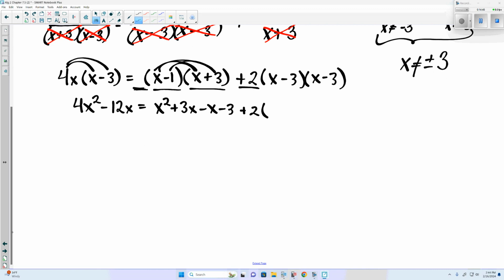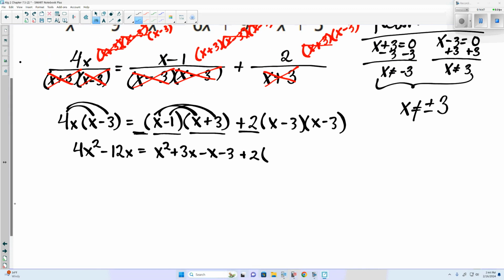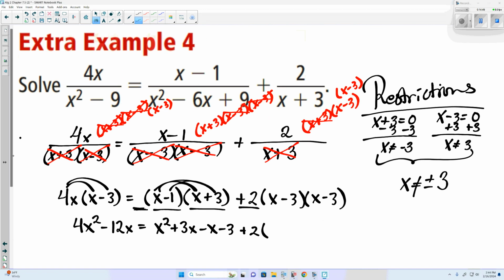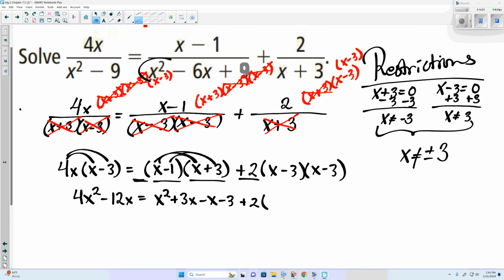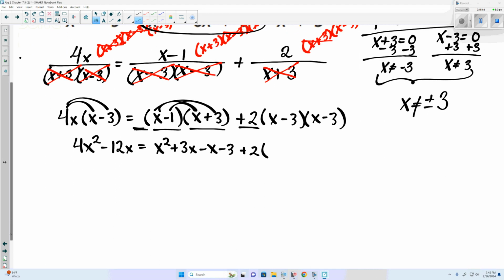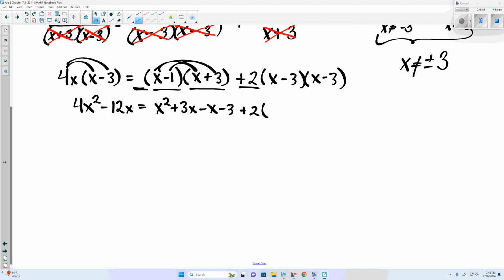I feel like we had x minus 3 and x minus 3 come from somewhere, didn't we? It came from what, R? Because x plus 3 times x minus 3 came from our x squared minus 9. But our x minus 3 times x minus 3 came from our x squared minus 6x plus 9. So we can go through and multiply it out.